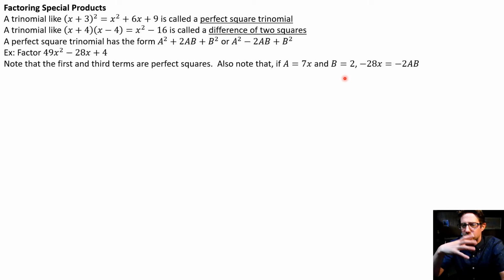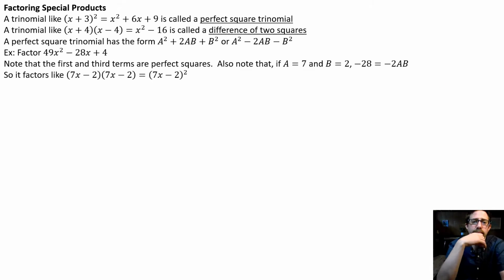All that is to say, you don't have to identify what A is and what B is, or remember any formulas or anything. I just want you to recognize the stuff when you see it, because it is a special case. And then just agree that this works.